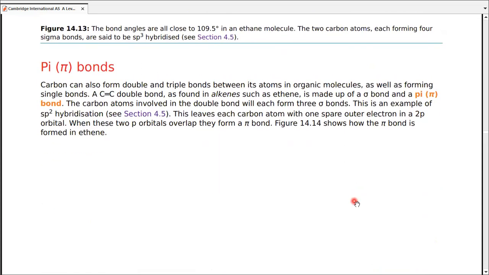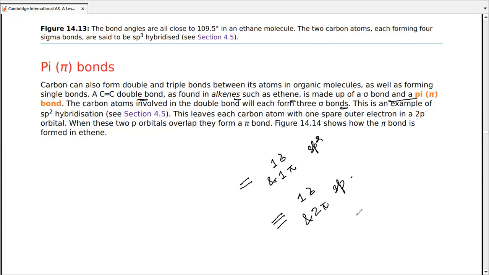Now moving on to pi bonds. Carbon can form double bonds or triple bonds. I hope you remember that for a double bond, there was one sigma and one pi bond in total. That's why we called it a double bond. For a triple bond, there was one sigma and there were two pi bonds. Double bonds, carbon-carbon double bonds, are in alkenes such as ethene, and they explain the sigmas and pis. For a triple bond, of course, this is going to be different. I hope you understand this is sp2 hybridization and this is sp hybridization.